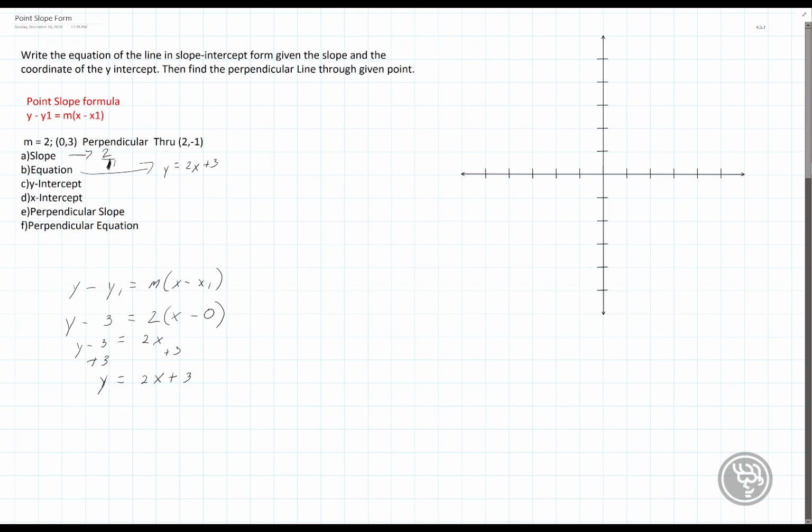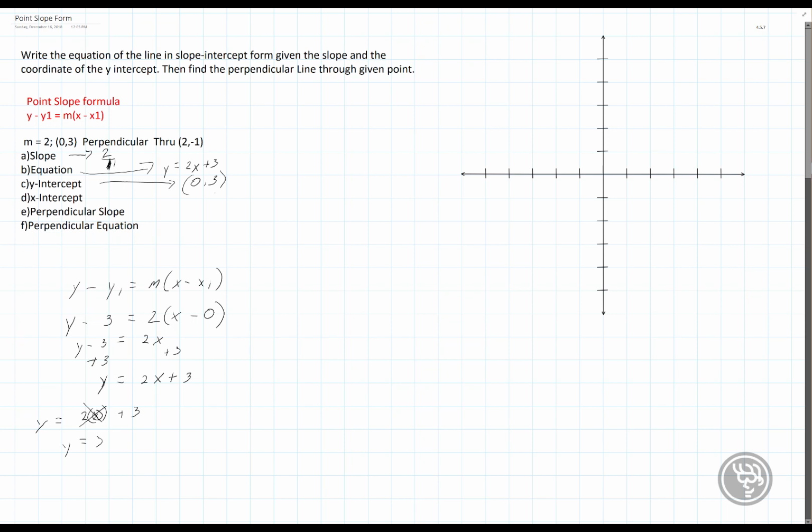So that's our equation. So what's our y-intercept? Okay, for our y-intercept, we basically set our x to 0. So we have y is equal to 2 times 0 plus 3. Well, this goes away, so y is equal to 3. So your y-intercept is going to be 0 and 3.